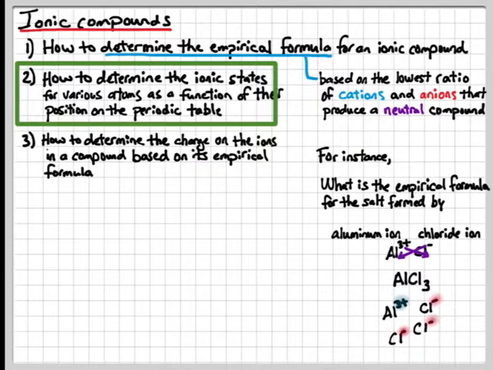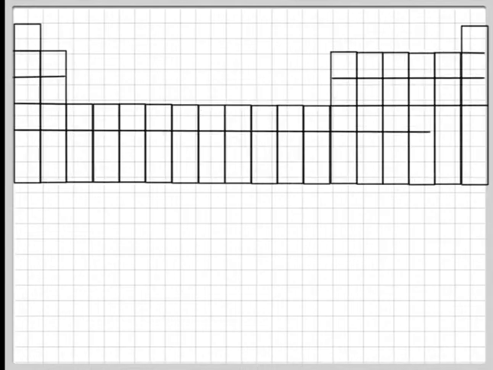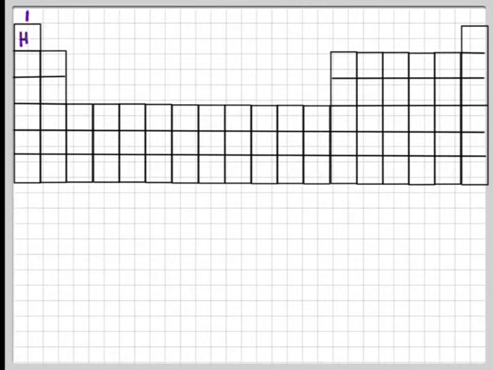What we'd like to do next then is to give you a little insight into how to determine the ionic state for various atoms as a function of their position on the periodic table. And so we can use the periodic table as a guide to help us remember what are the common ionic states, in other words, the common charges of various elements when they form ions. So in the first column of the periodic table, we have helium, lithium, sodium, potassium, rubidium, and cesium. Excluding hydrogen, these are all metals.